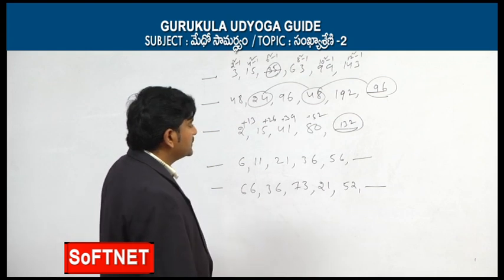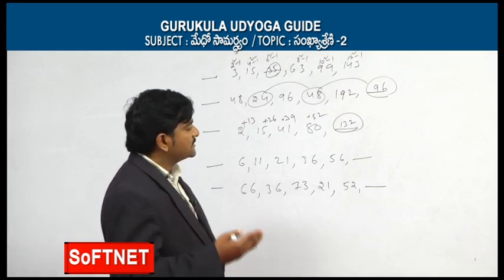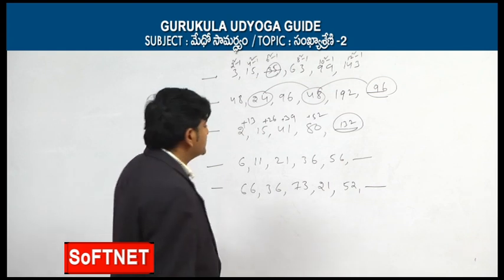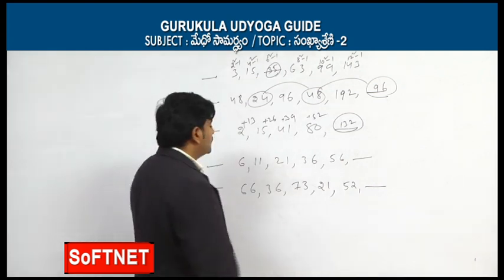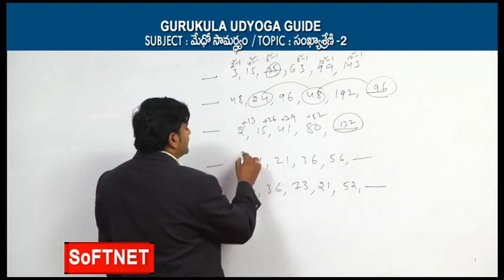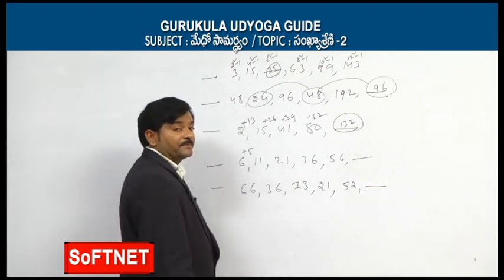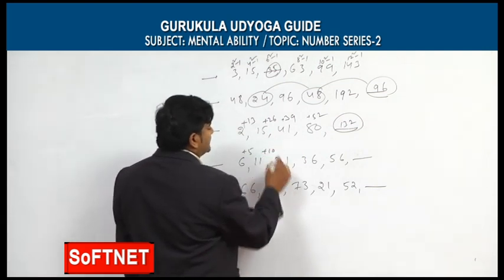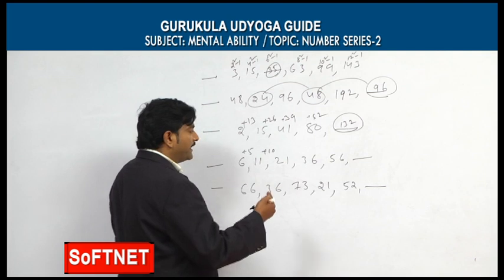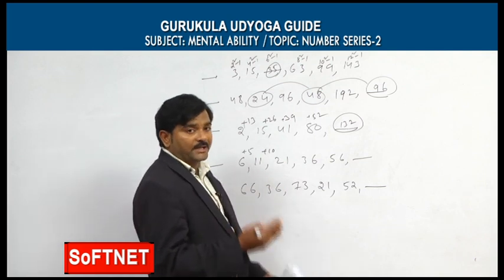See, observe this one. Here also series is simply increased gradually. That's it. 6, 11, 21, 36, 56 and so on. 6 అనేది 11 గా మారింది. వాట్ డస్ ఇట్ మీన్? 5 యాడ్ చేశాడు. 11 అనేది 21 గా మారింది. ఏం యాడ్ చేశాడు? 10 యాడ్ చేశాడు. అంటే 5ని డబల్ చేశాడు. 5, 10 యాడ్ చేశాడు.